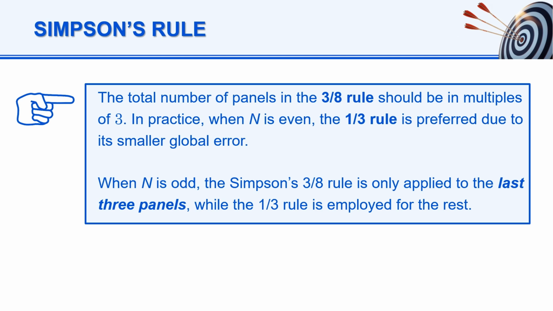In practice, when n is even, the 1/3 rule is preferred due to its smaller global error. When n is odd, Simpson's 3/8 rule is only applied to the last 3 panels, while the 1/3 rule is employed for the rest.